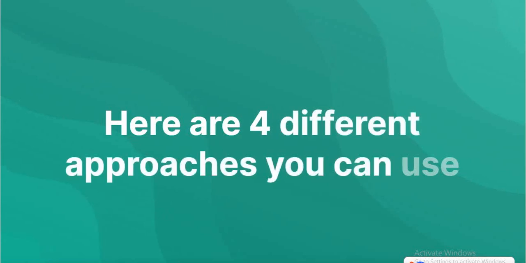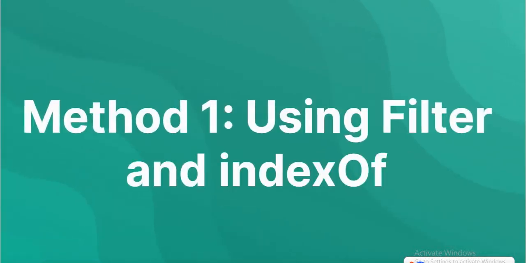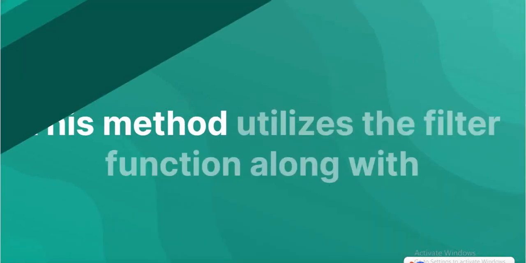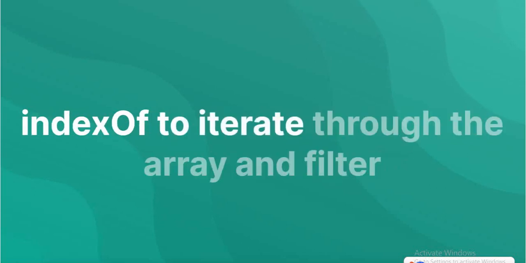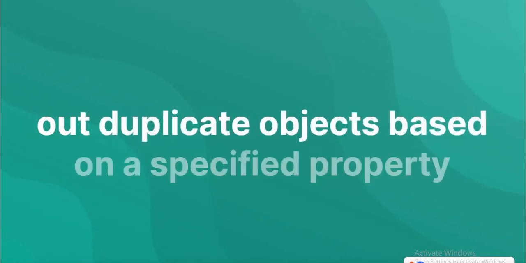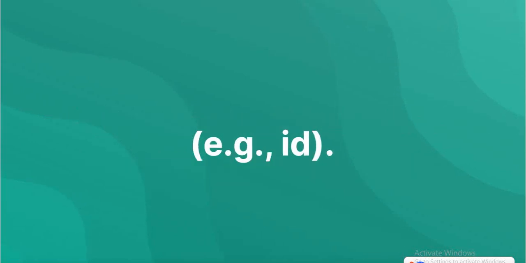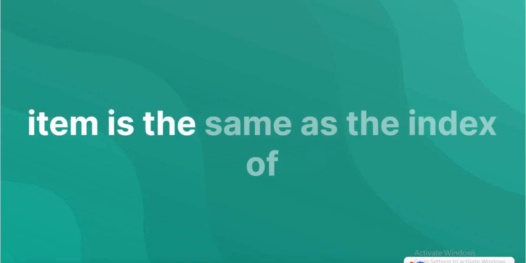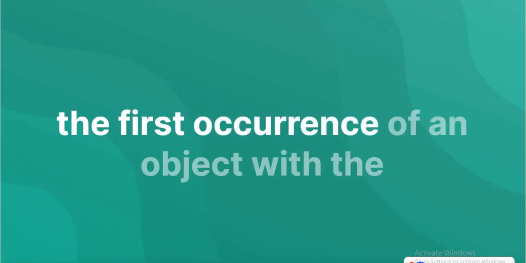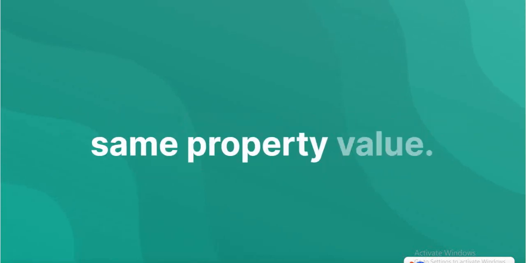Different approaches you can use. Using filter and indexOf. Utilizes the filter function along with indexOf to iterate through the array and filter out duplicate objects based on a specified property, e.g. ID. It checks if the index of the current item is the same as the index of the first occurrence of an object with the same property value.